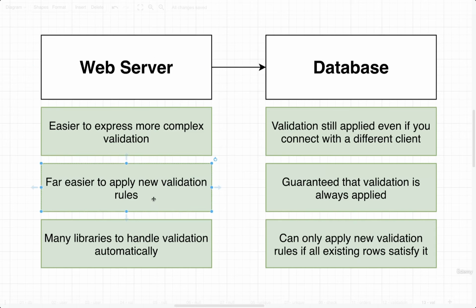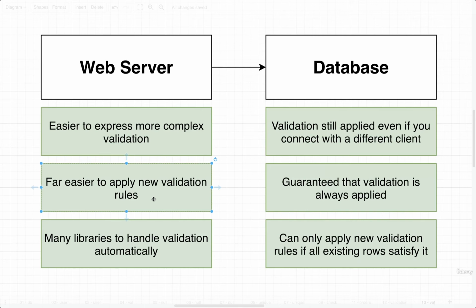In general, it's also a lot easier to apply new validation rules. So let's say that we just today decided that the price of all products has to be greater than maybe $10. In order to apply some new validation like that, all we'd have to do is make a change to our web server code, commit it to Git, do a new deploy, and that's it. Our new validation is now live.